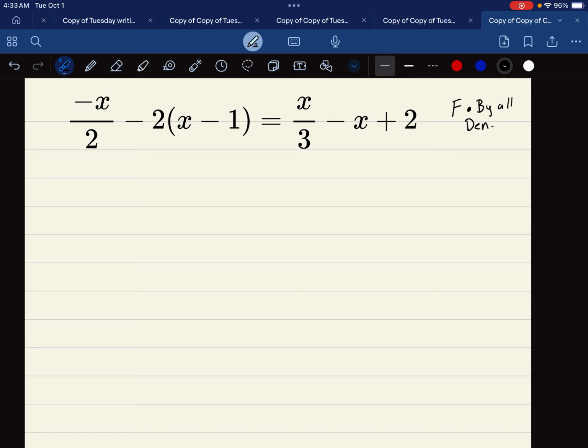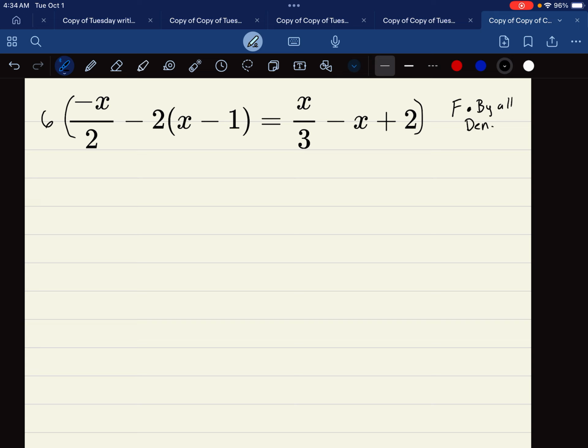Okay? Well, I can multiply everything by 2. I can multiply everything by 3. That'll get us there. Or I can multiply 2 and 3 together and then multiply everything by 6 and only have to multiply everything once. So I'm going to multiply all of this by 6.